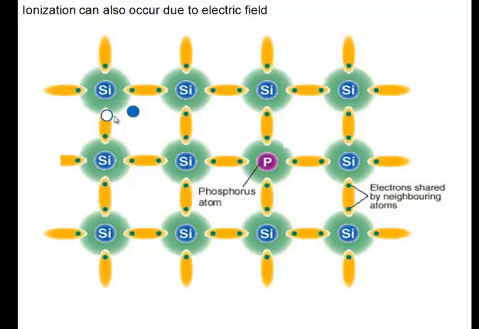Very large electric field. Because remember, an electron is held to the lattice by what? Electrostatic forces. And if you have a very large electric field, it just pulls it out. Right? So this is a different kind of ionization. And if this ionization also becomes large, then I will get this ionization that you see here.